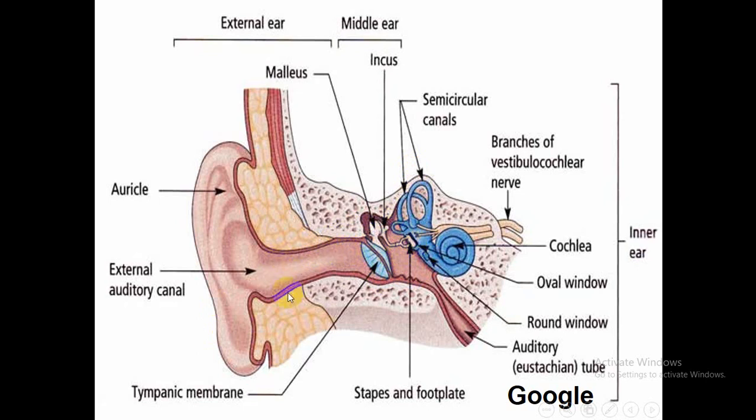The skin of the cartilaginous part contains many ceruminous glands and hair, which produce wax. These ceruminous glands produce wax.